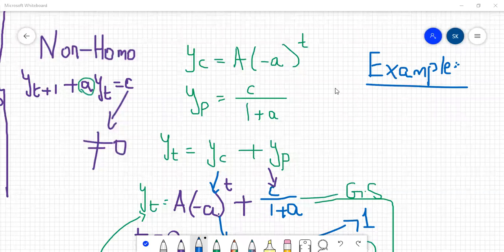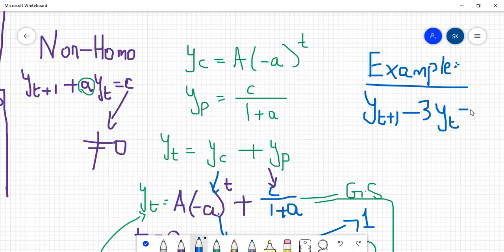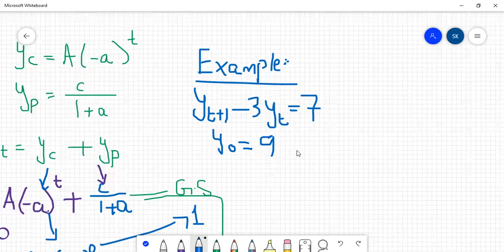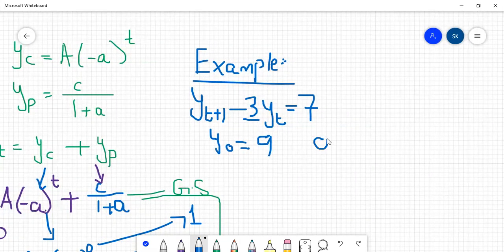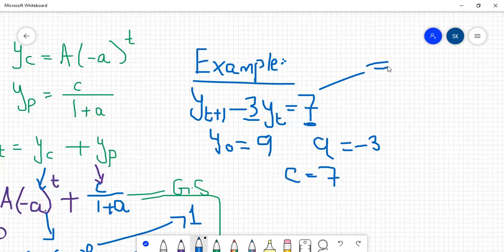Now we will solve a question over here. We had the general form as yt plus 1 plus a yt is equal to c. Suppose we have a question such that yt plus 1 minus 3 yt is equal to 7, and also what we are given is that y of 0 is equal to 9. There are two other values known from this question: the value of a is equal to minus 3, and the value of c is equal to 7. The value of c being 7 indicates that this is the case of a non-homogeneous difference equation, because when c is not equal to 0, it is non-homogeneous.